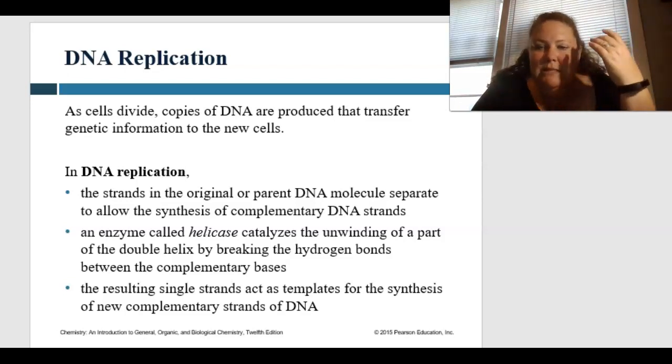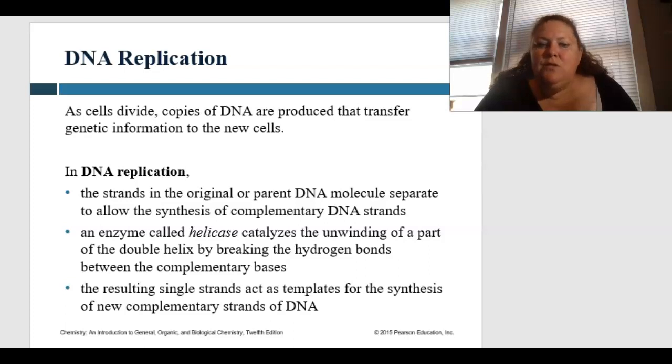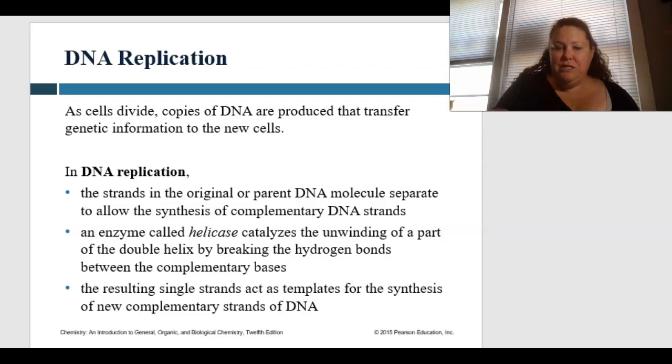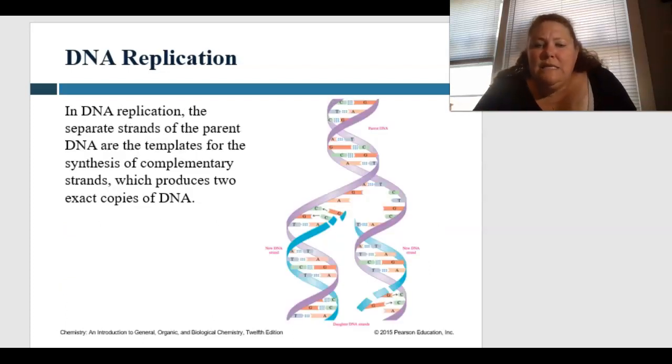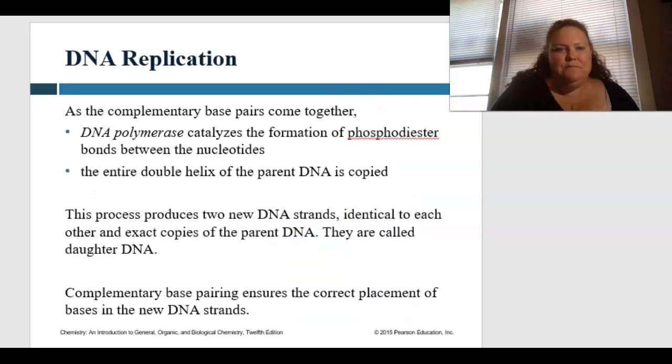And so this makes the unwinding of the double helix by breaking those hydrogen bonds that we talked about between those complementary bases, A, T, C, G. And the resulting single strand acts as a template for the synthesis, or creation, of a new complementary strand of DNA. In DNA replication, the separate strands of the parent DNA are templates for the synthesis of two complementary, or matching, strands, and this produces two exact copies of DNA. Sometimes these are called daughter strands.